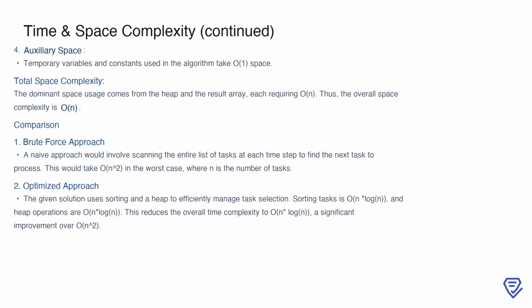To better understand the efficiency of this solution, let's compare it to a brute force approach. In a naive solution, we might scan the entire list of tasks to find the next one to process at each time step. This involves O(n²) operations in the worst case, as we repeatedly traverse the list of tasks. Our optimized approach, on the other hand, uses sorting and heap operations to manage task selection. Sorting tasks requires O(n log n), and the heap operations also contribute O(n log n), making the algorithm significantly faster with a total time complexity of O(n log n).